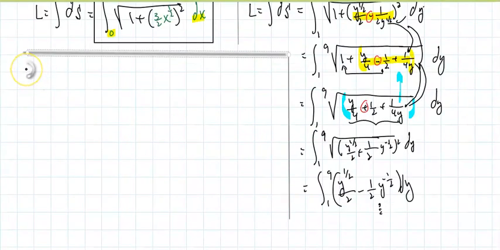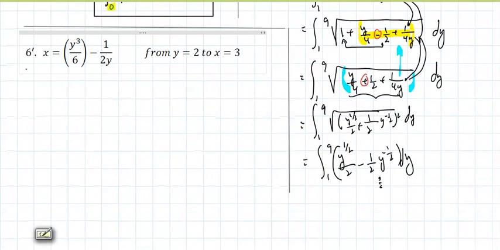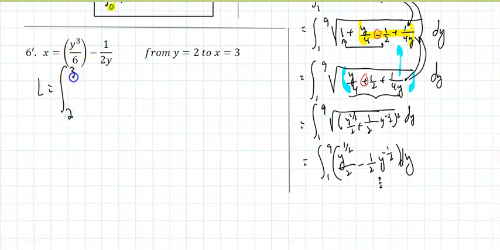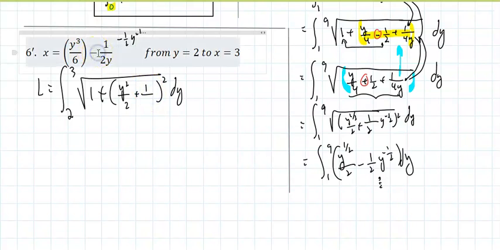So if I look at problem number 6, the same deal. I look at that, say, okay, well, let's see how that works. Well, I'm going to say L equals the integral from 2 to 3 of the square root of 1 plus. And what's the derivative? Bring the power down, subtract 1 from the power. And isn't that negative 1/2 y to the negative 1? Wouldn't that be plus 1 over, actually, I'm going to make that a plus.